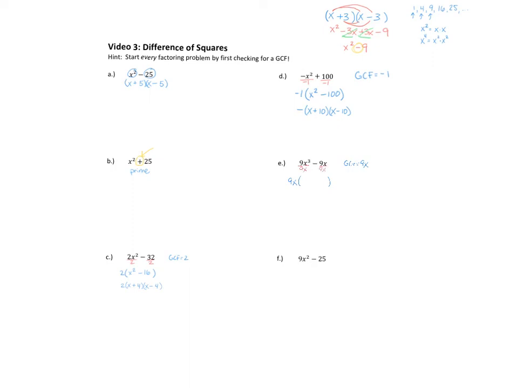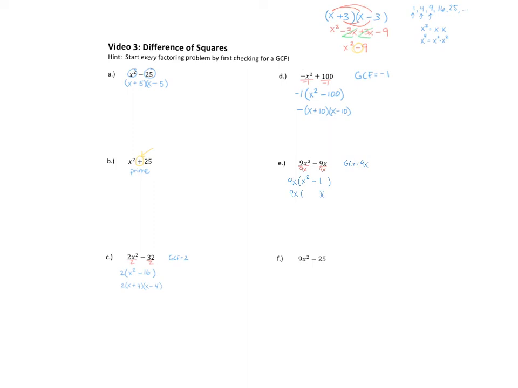9x cubed divided by 9x gives me x squared. And negative 9x divided by 9x gives me minus 1. So your GCF must follow you to your final answer. And then when I look inside x squared minus 1, I have a difference of squares.